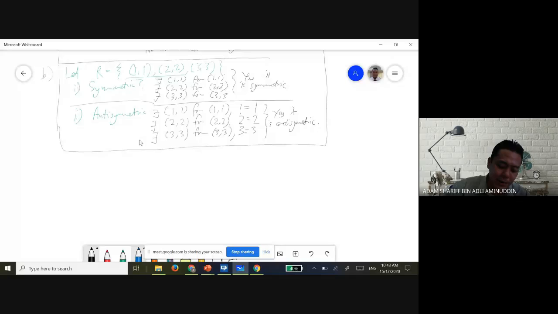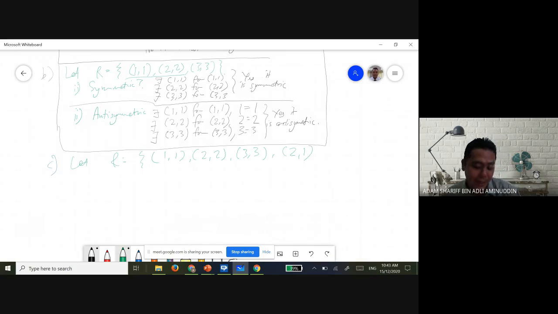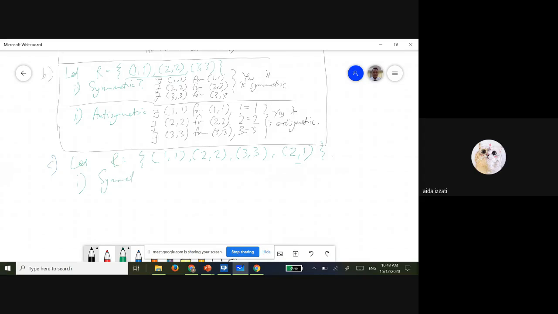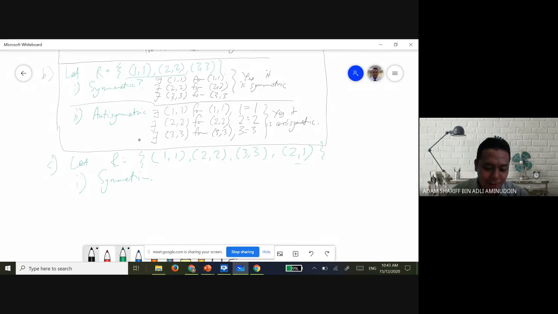Okay, saya cuba tulis balik soalan yang diajukan. Let R be 1, 1, 2, 2, 3, 3, tiba-tiba tambah lagi 2, 1. Okay. Simetrik atau tidak? Soalan yang bagus sebab dia ubah kat sini. Okay, tambah 1, 2, 1 je. Symmetric or not? Tak. Kenapa? Sebab tak ada 1, 2. Betul. Senang kan?